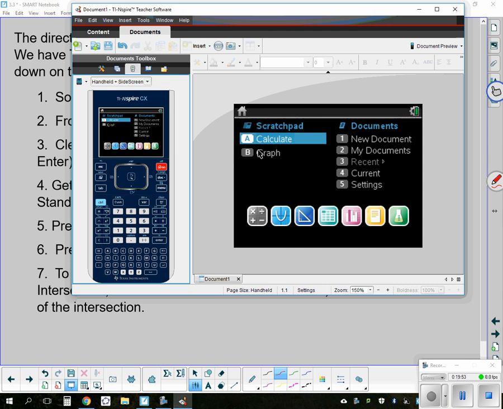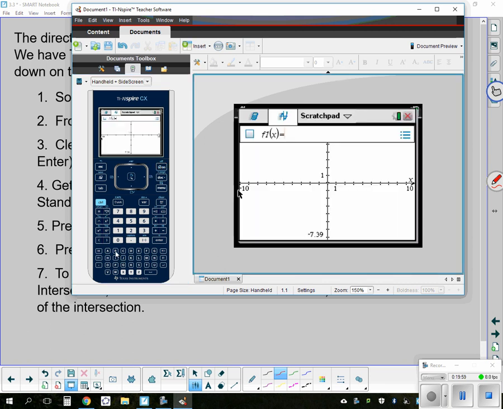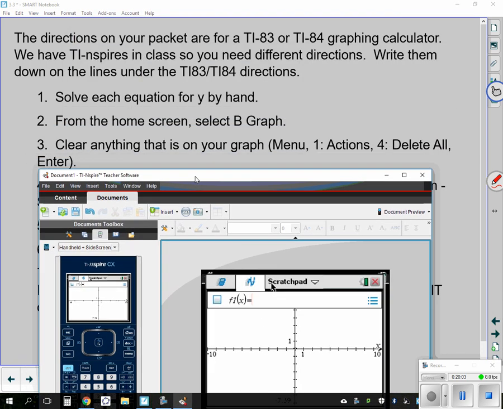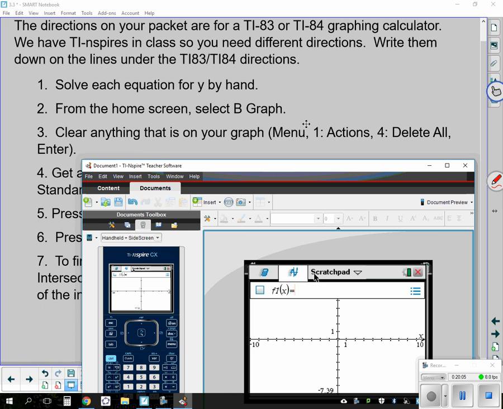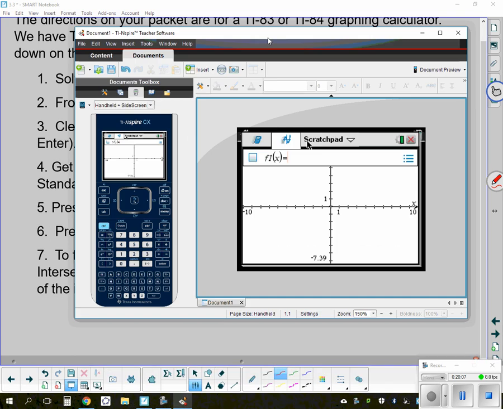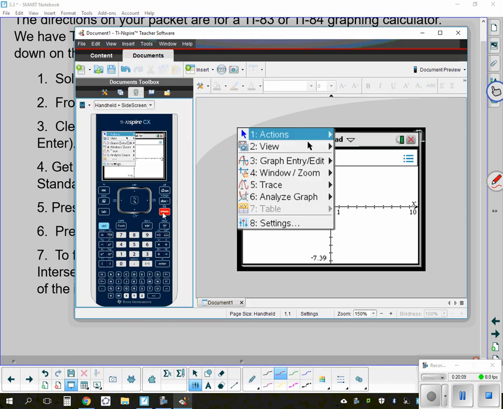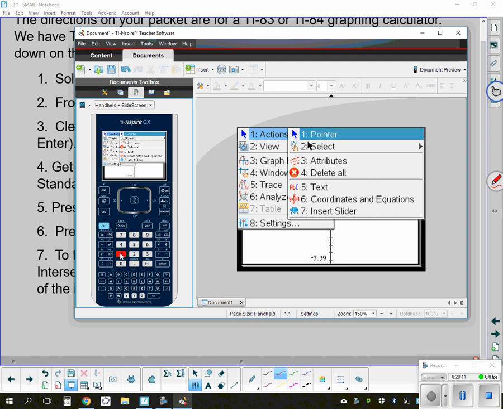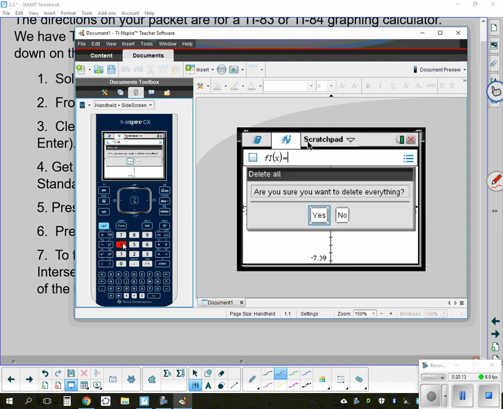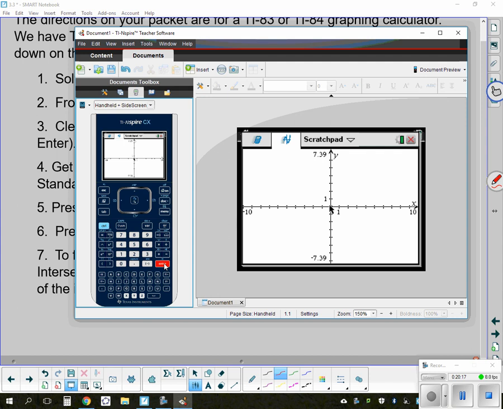Okay, you can either use your little mouse pad to get there, your little finger pad, or you can just type in B right there. Now it's quite possible you have some stuff on your graph, so we want to clear anything that is there. To do that, you go to Menu, Option 1 for Actions, Option 4 for Delete All, and then Enter to say yes, we want to delete everything. That should clear everything off your screen.